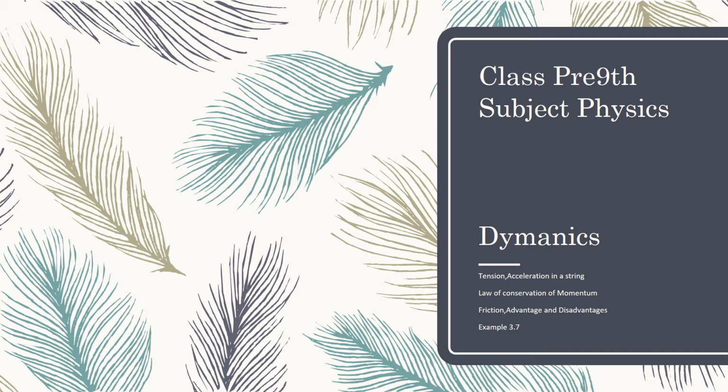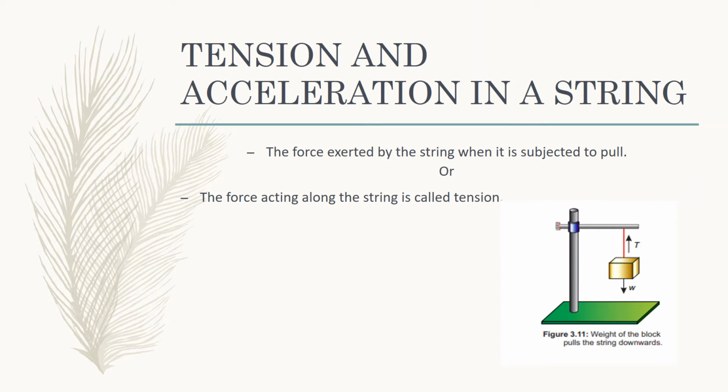Today we are going to start our chapter Dynamics, topic Newton's third law of motion. Next topic is tension and acceleration in a string. What is tension? The definition of tension is the force exerted by the string when it is subjected to pull. Another definition of tension is the force acting along the string.